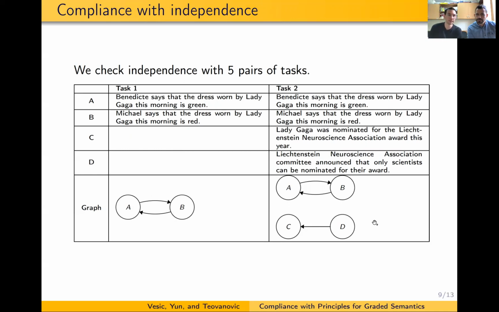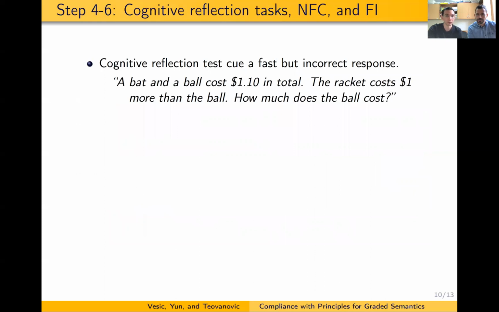The point is that adding C and D should not change what we think about A and B. So if I say that A and B are equally strong in task 1, I should also say that A and B are equally strong in task 2 if I want to satisfy independence. Now Peja is going to talk a bit more about other measures.